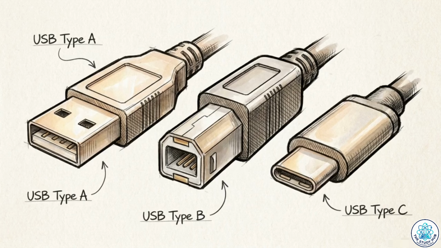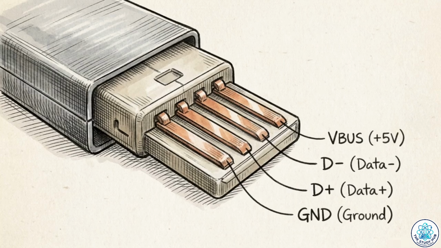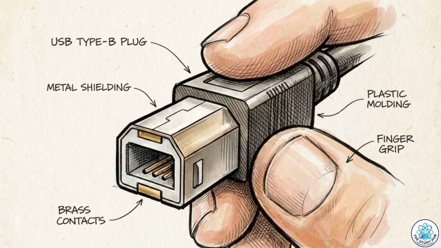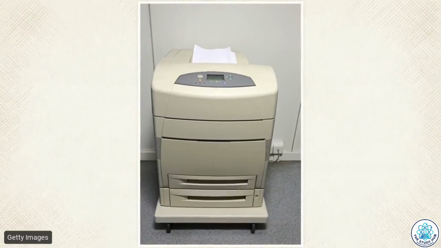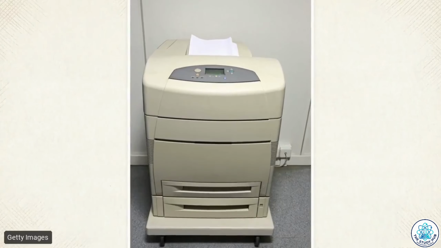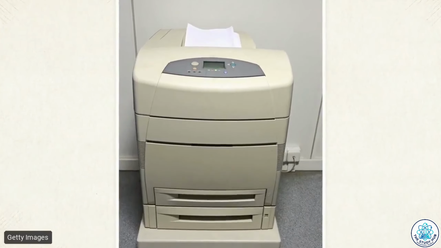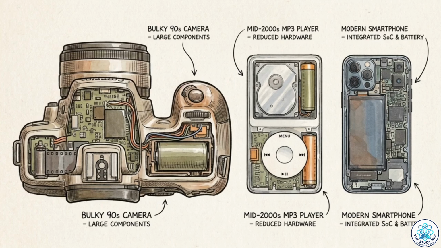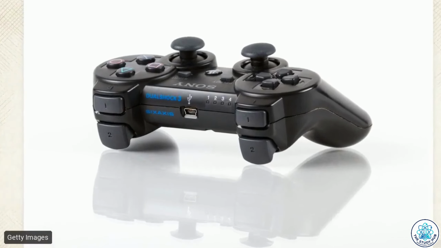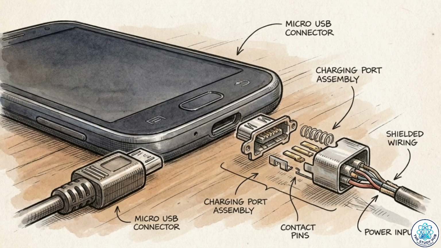Early USB split into a few main shapes. Type A was the standard rectangular port you used for basic data transfer, but you also had the bulky, square-shaped Type B, which quickly became the default for tying computers to heavy peripherals like office printers. Then consumer electronics began to drastically shrink in size. The physical ports had to adapt, giving us the mini USB connection you see here on the PS3 controller, and eventually the micro USB standard that charged an entire generation of smartphones.